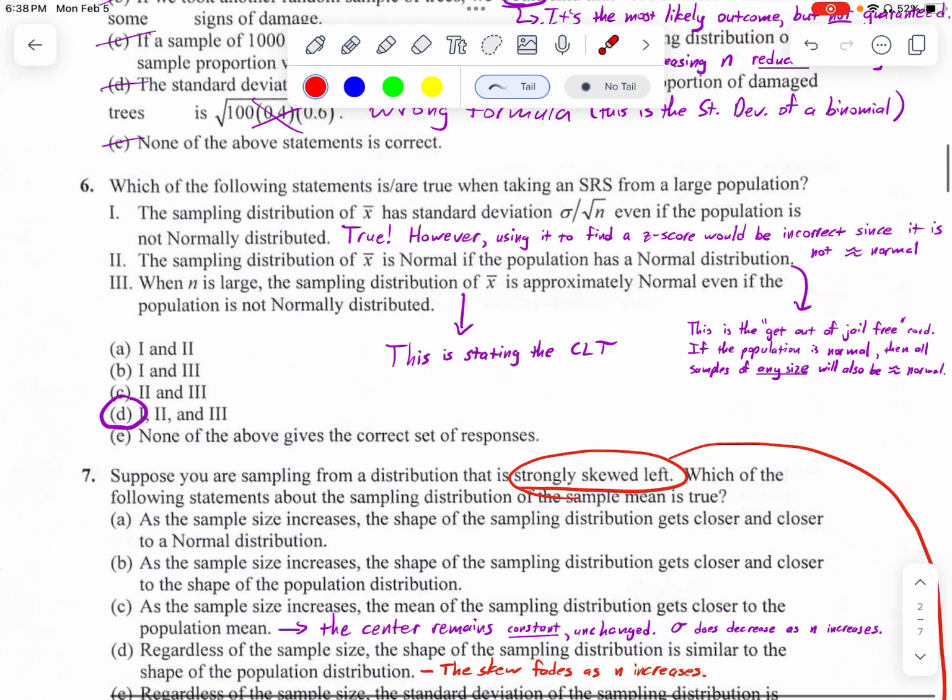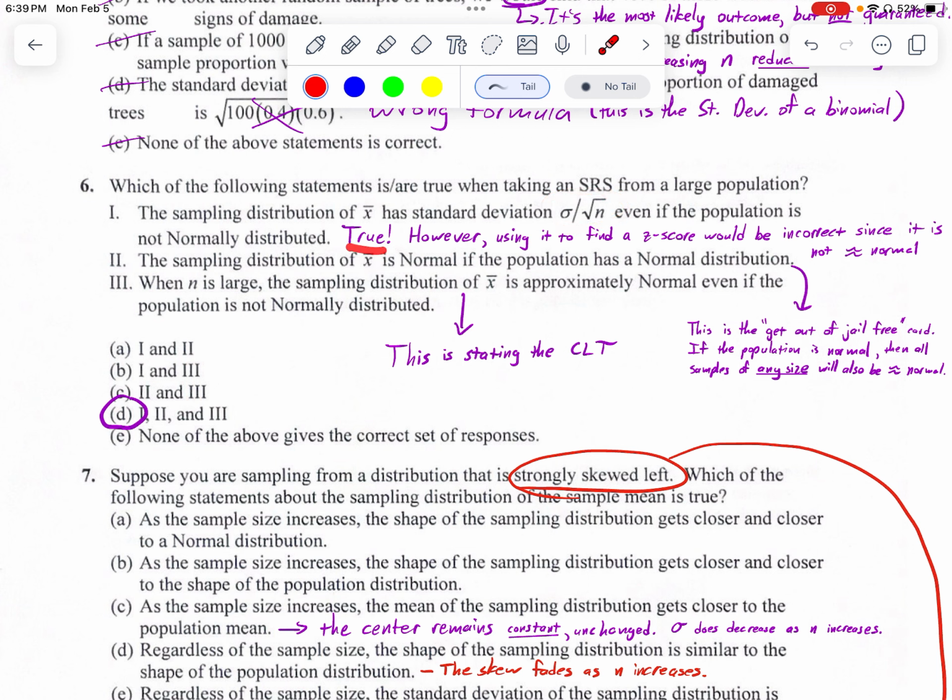6. Which of the following statements is true when you take a random sample? So all three of them are true. Let's talk about each one. The sampling distribution of X bar has a standard deviation of this, even if the population is not normally distributed. So this is true. This is on your cheat sheet.